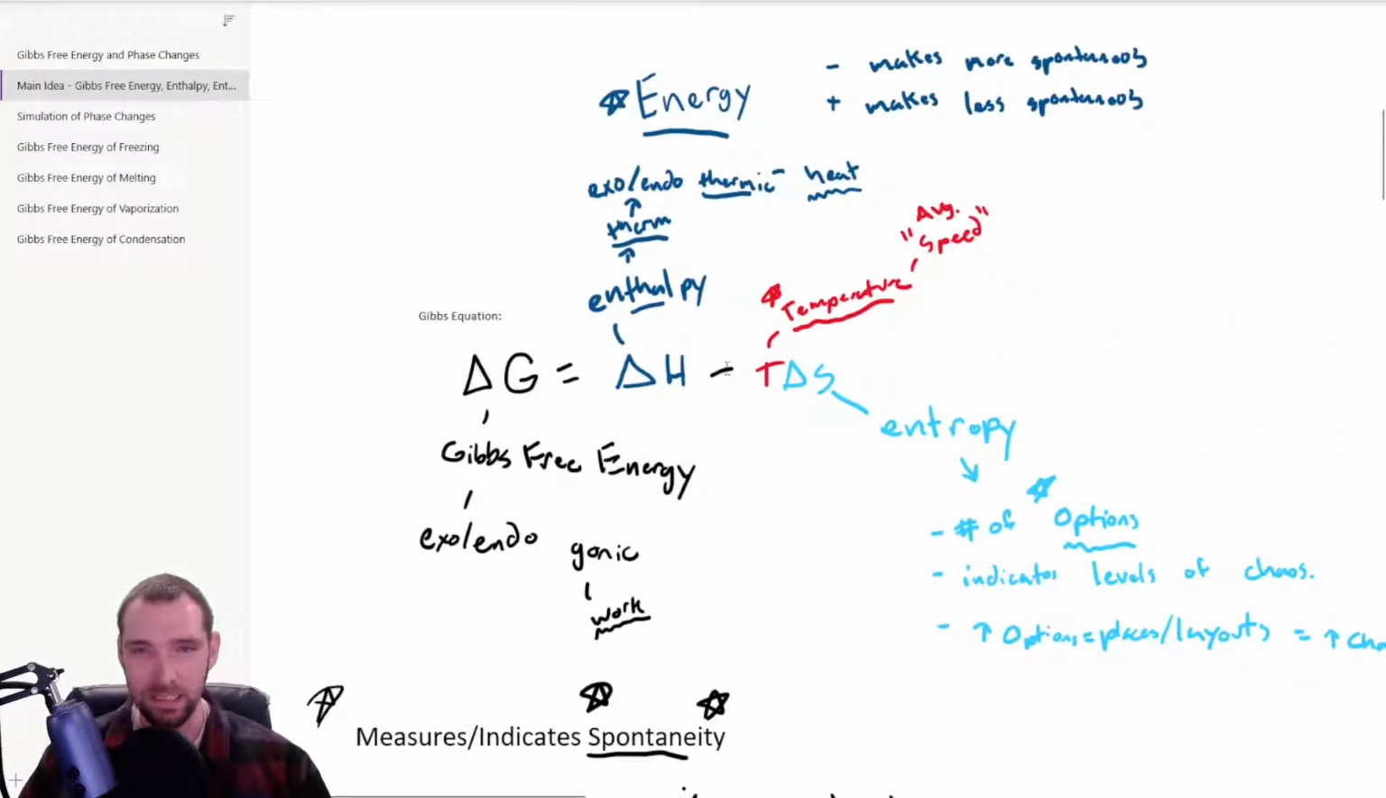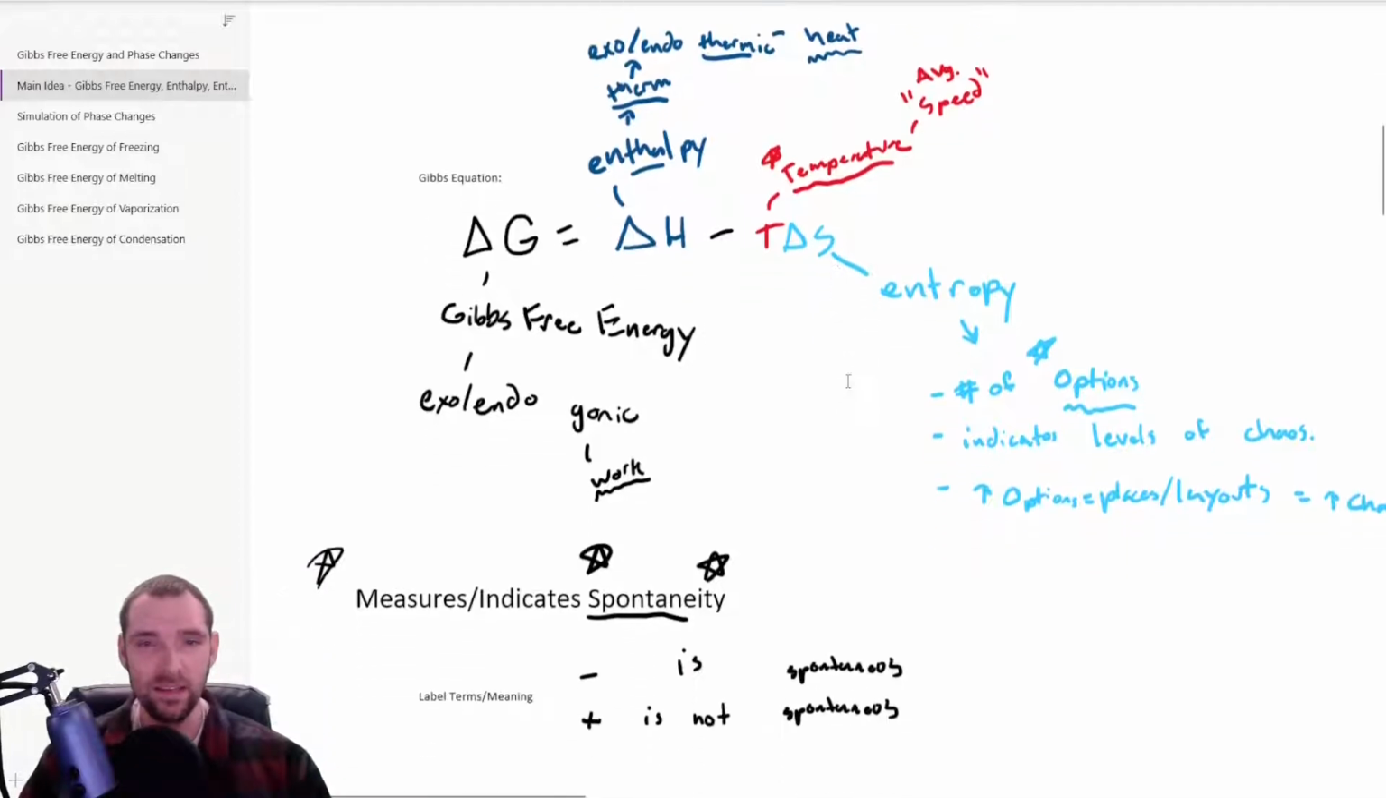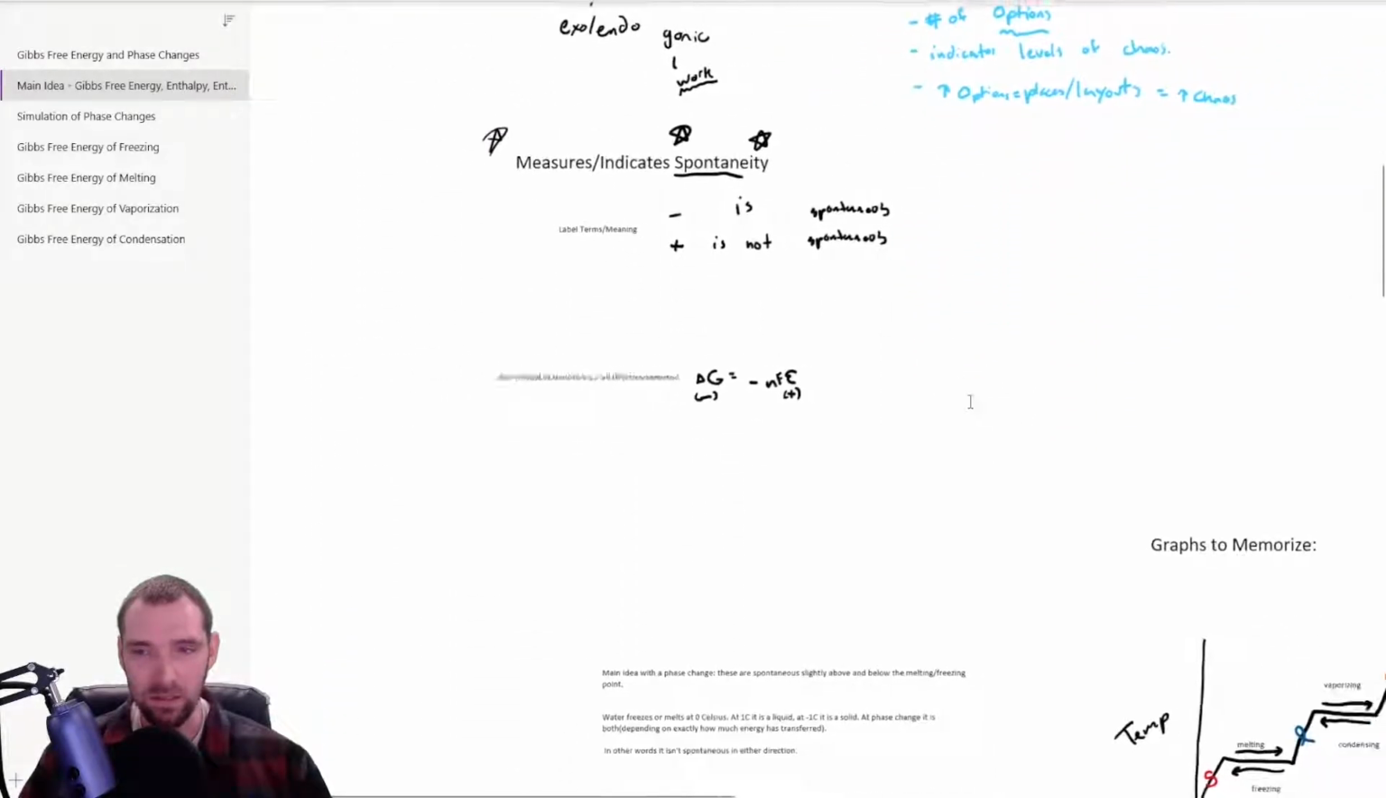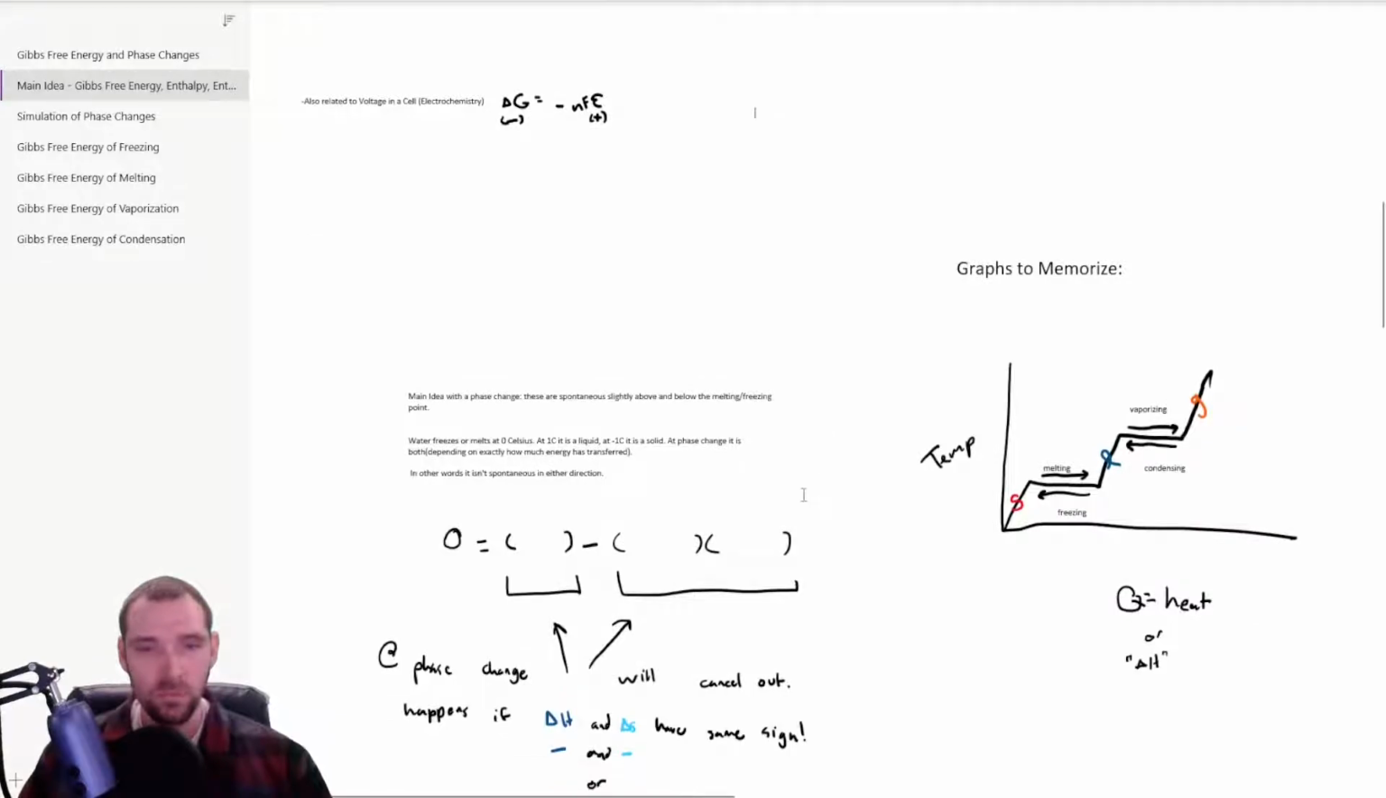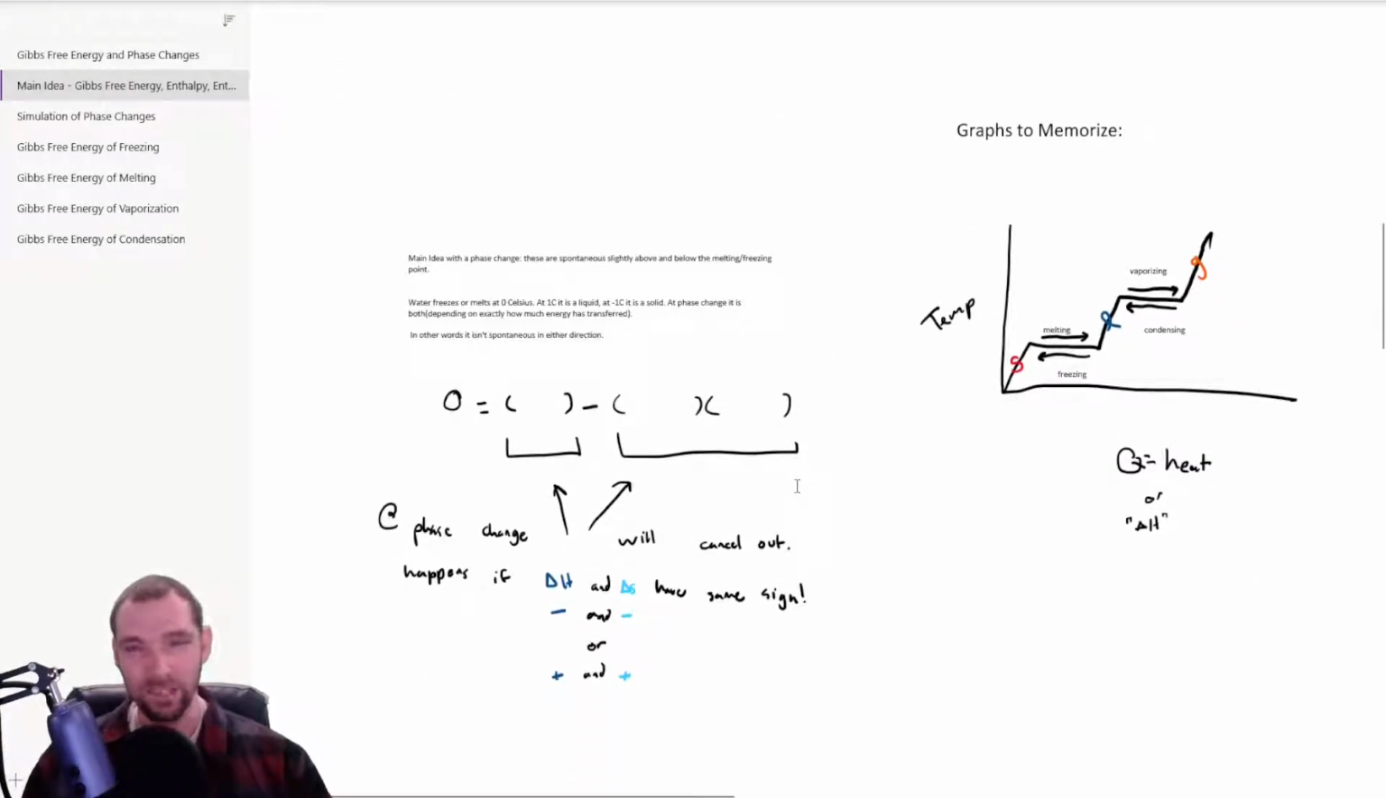So we've got spontaneity, heat or energy, the speed things are moving at, and the change in the amount of options between the two sides. That's the main equation here. When we're talking about a phase change, the first part, the change in H, cancels out the T times the change in S. They're going to end up having opposite contributions to the change in G.